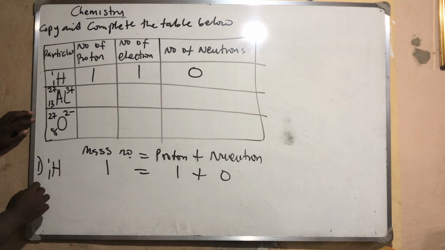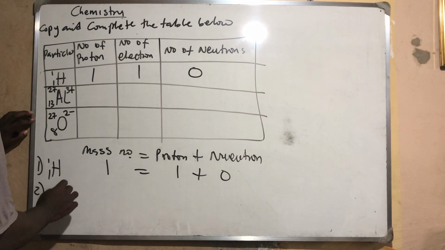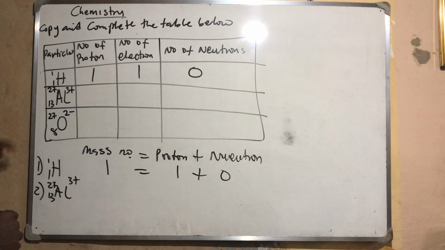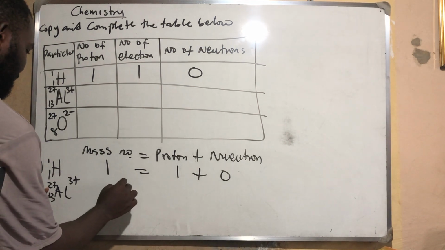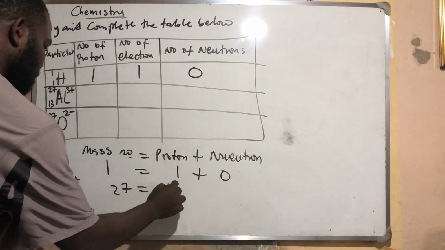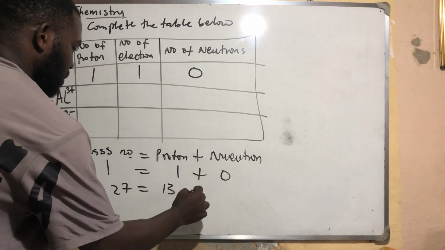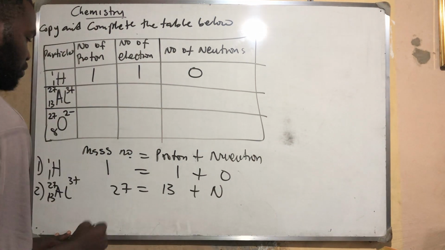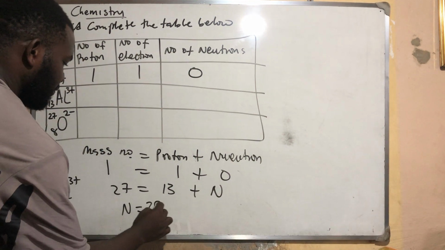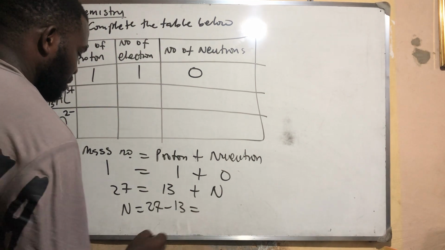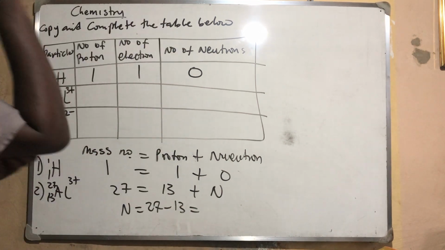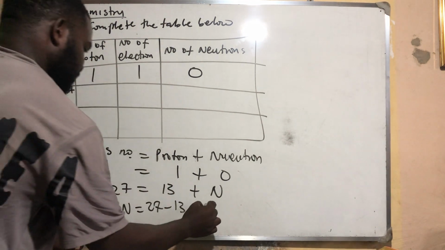So now for number 2, aluminium, which is 27 here and 13 here. Don't forget they have 3 plus here. Now we are using the same formula, that 27 for their mass number is equal to the proton number, which is 13. Yes, 13 is the proton number, which is the atomic number, plus the neutron number we don't know. So to get the neutron number, we now do 27 minus 13, which is 14.